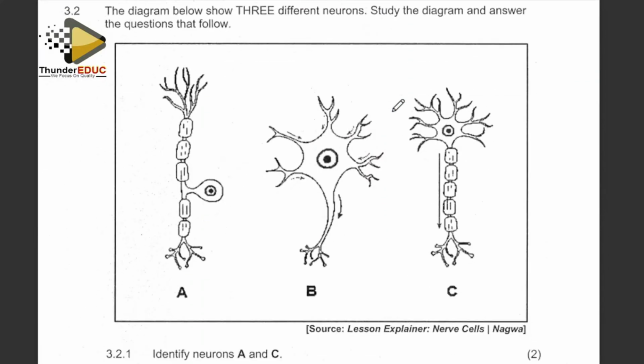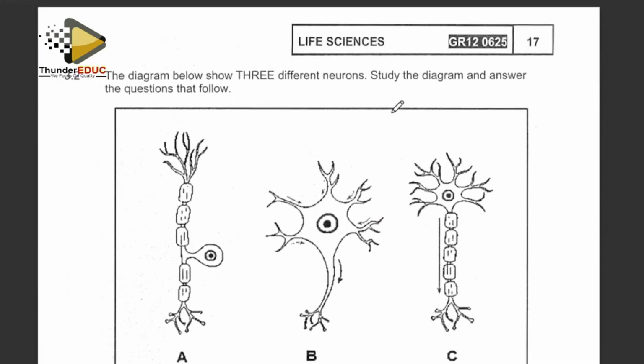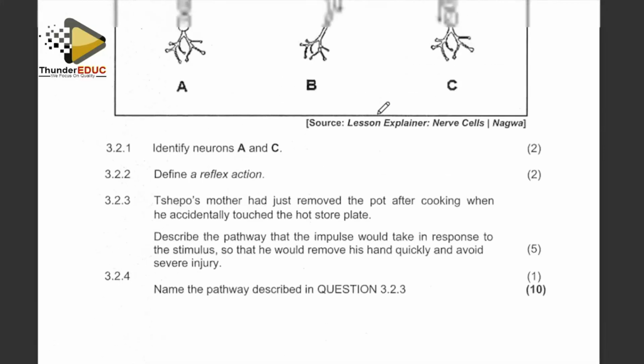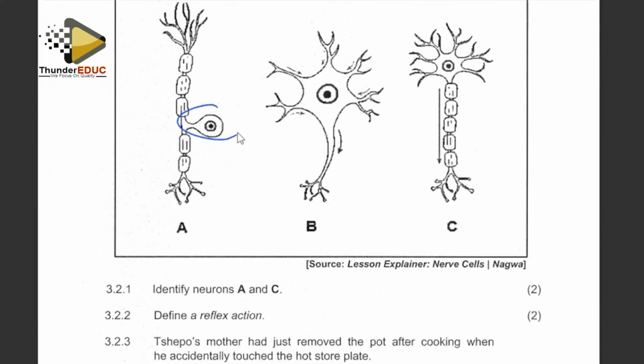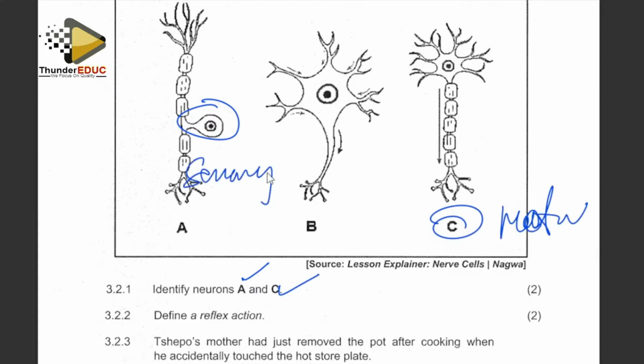We got the next question, 3.2. I hope I'm clear there. The same diagram below shows 3 different neurons. Identify neuron A. It is a sensory neuron. Check the cell body. So A is a sensory neuron, and C is a motor neuron.